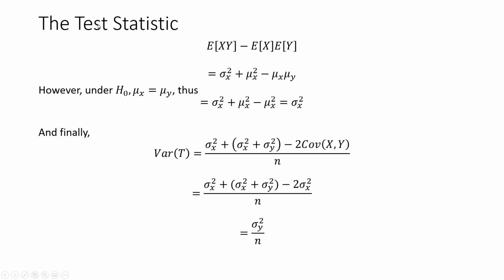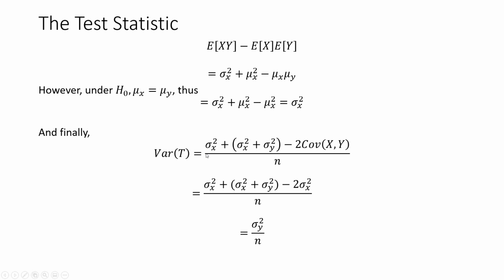Alright, so now we have E[xy] minus E[x] times E[y]. So we got sigma x squared plus mu x squared minus mu x times mu y. However, under our null hypothesis, we're assuming both of these means to be equal, which implies that this product is equal to mu x squared, and then we get mu x squared minus mu x squared, so that cancels out. And then we're left with just sigma x squared. So now, that's our covariance.